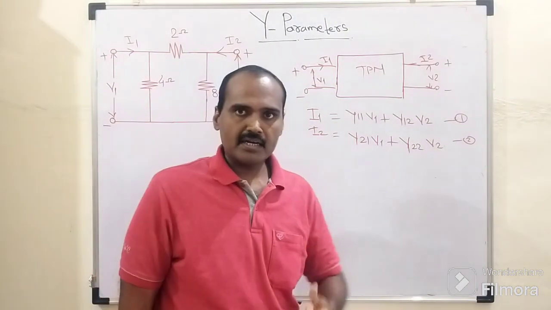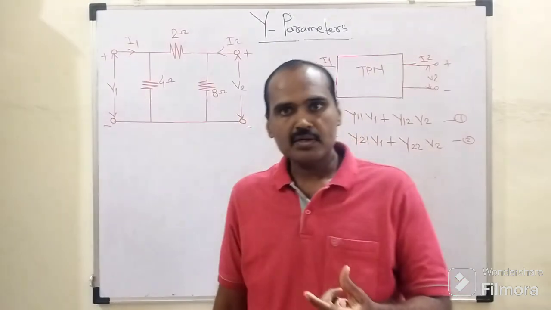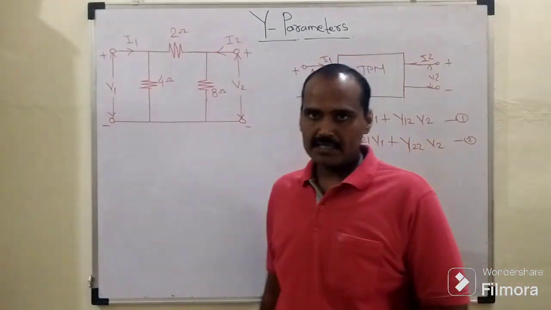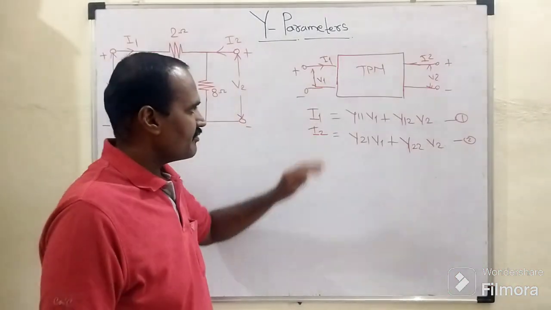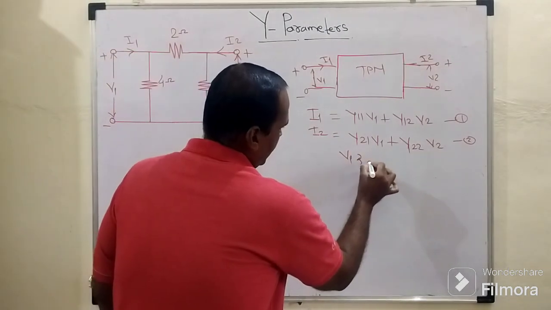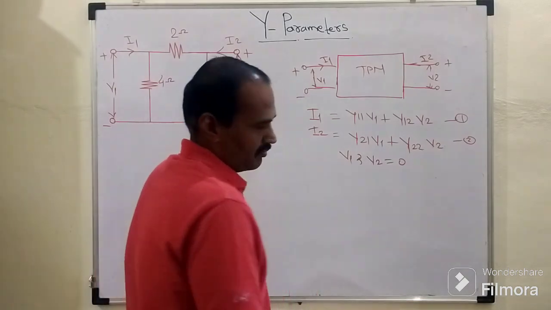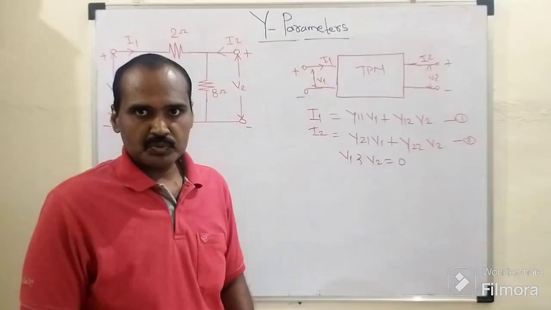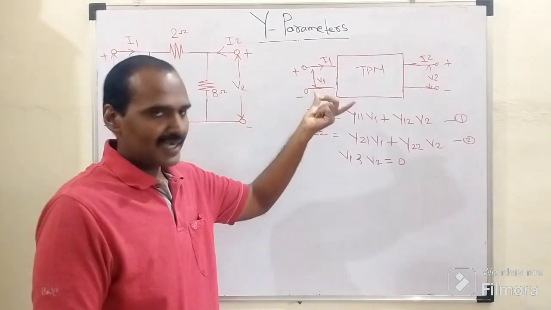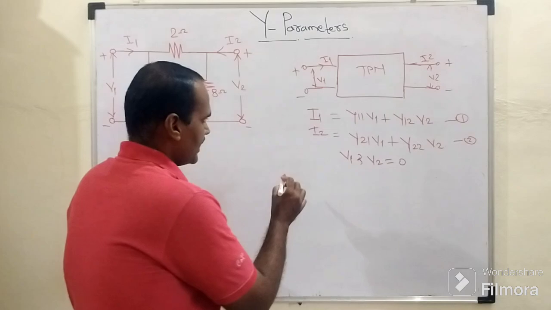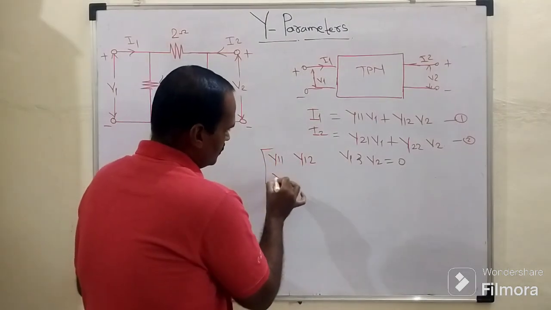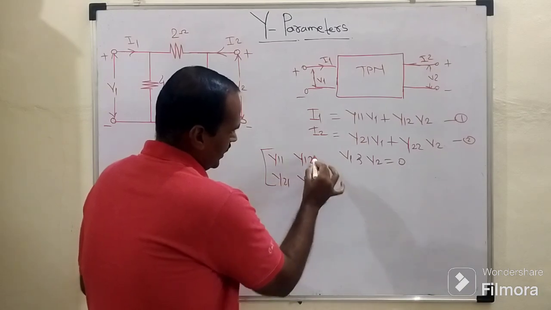As I told you earlier, another name given to the admittance parameters is the short circuited parameters. These two system equations are written for I1 and I2, and if we substitute one of the two independent variables, V1 or V2, equal to 0, then we can determine the different parameters of the admittance matrix. The admittance matrix consists of these four parameters: Y11, Y12, Y21 and Y22.